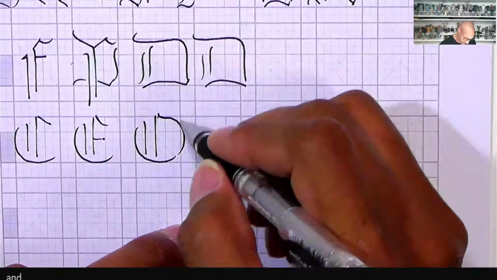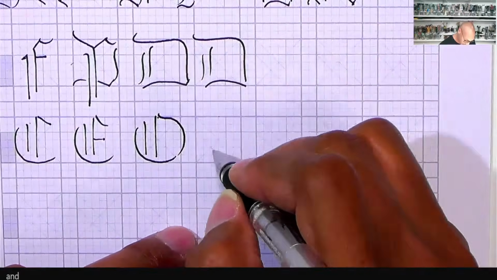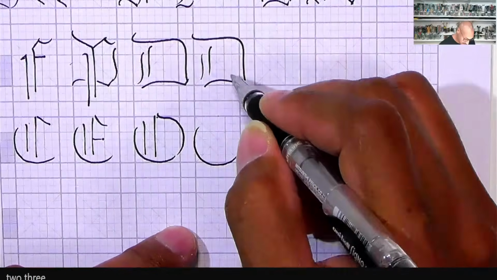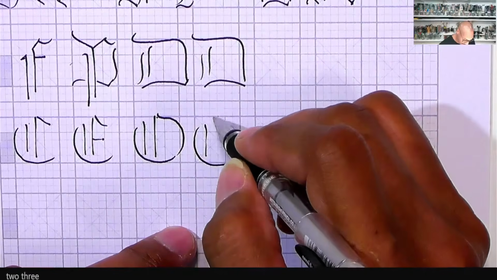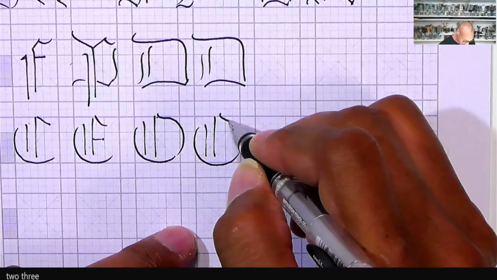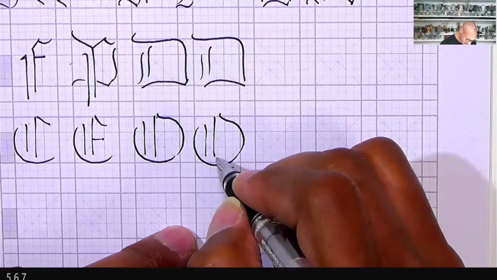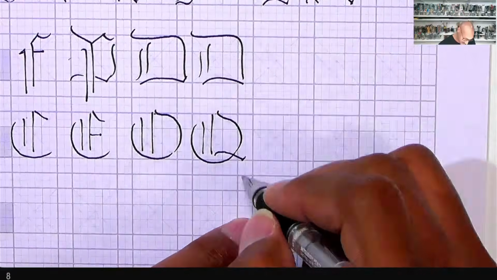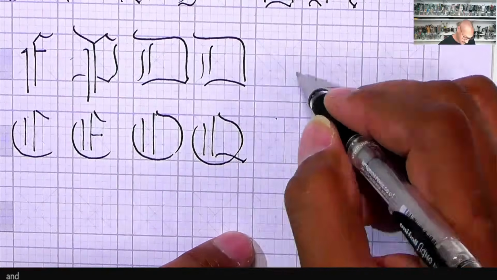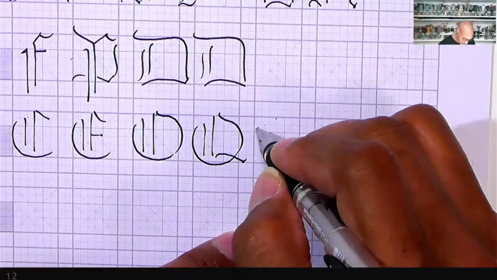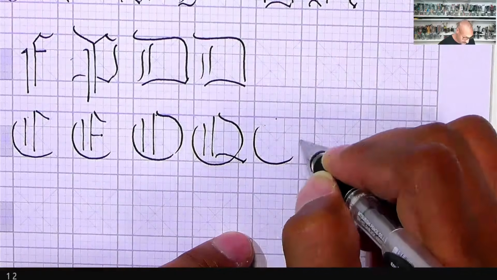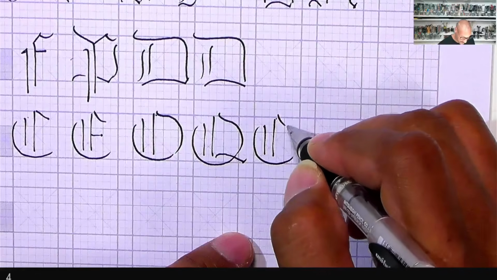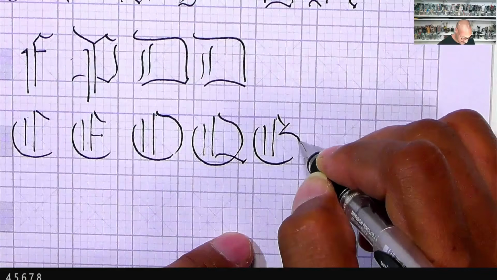And 1, 2, 3, 4, 5, 6, 7, and 8. And 1, 2, 3, 4, 5, 6, 7, 8, and 9.